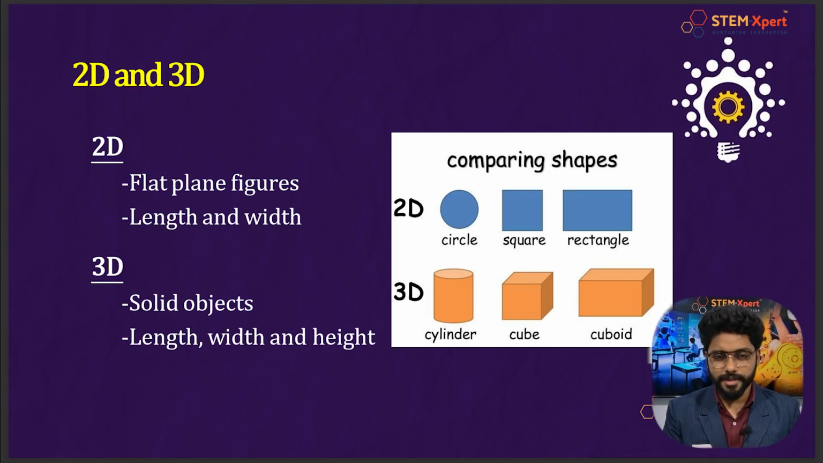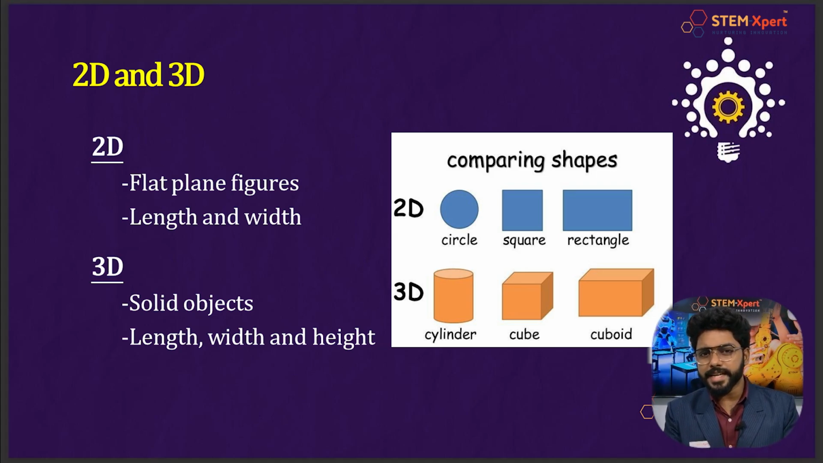2 dimensions, only length and width. So if you are drawing a picture on a paper, it is 2-dimensional. Yes, it is a 2-dimensional shape. So if you are drawing a circle on a paper or a square, rectangle, these are all in 2 dimensions. So we can say that it is a 2-dimensional shape.